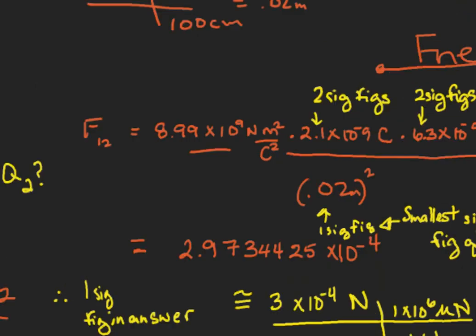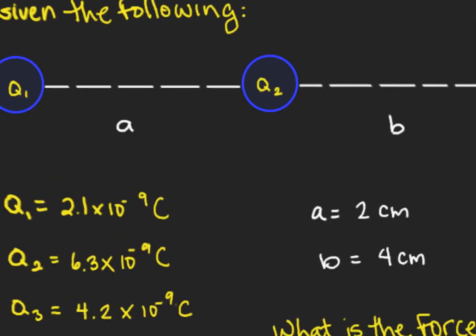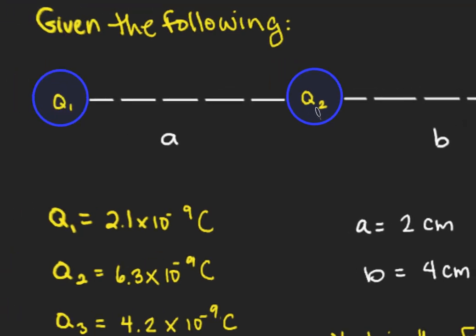So that's a very basic example of how to use superposition and point charges to calculate the net force felt on an object. Notice that there was no dimensionality here. In the next example, we will have x and y axes involved. So make sure you check out that example video.